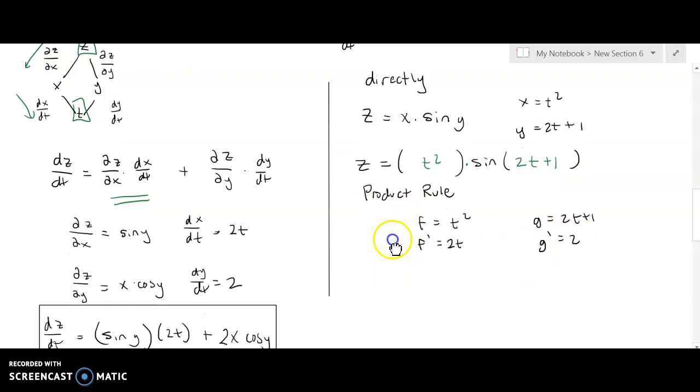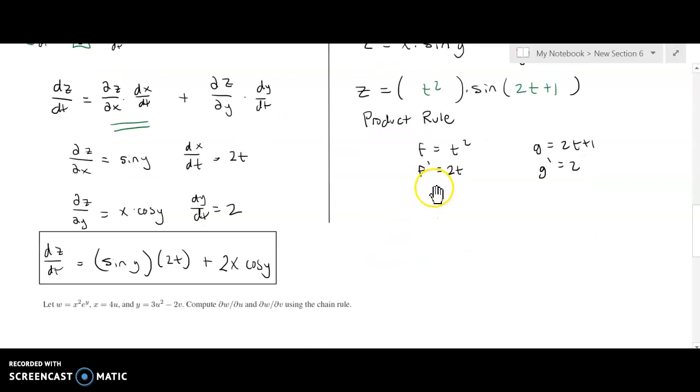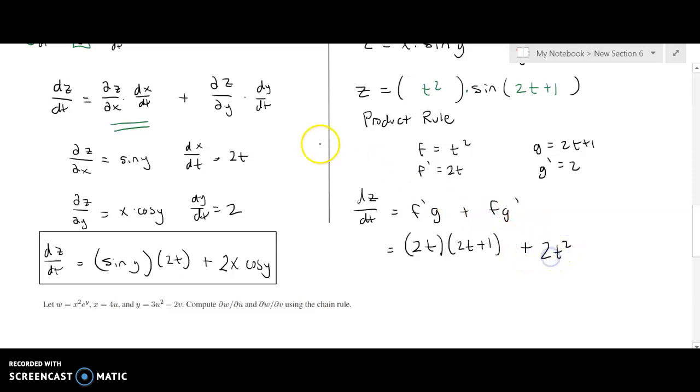All right, so now if I write the product rule, which says that the derivative of z with respect to t is going to be f prime g plus f g prime, and I make my substitutions in here, I have 2t multiplied by g, which is 2t plus 1. And I can also write f g prime as t squared times 2.